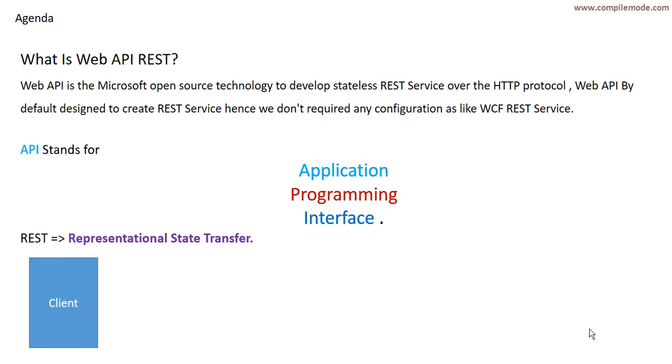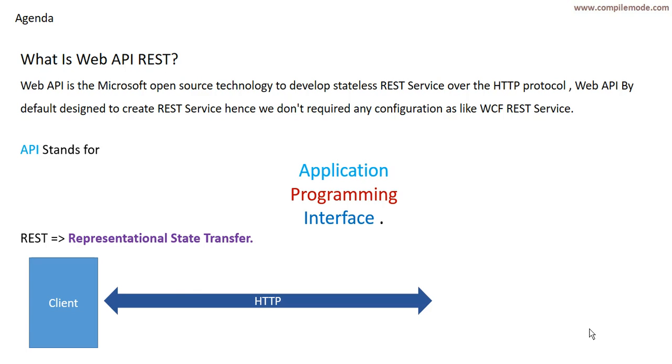Now, how does the communication happen in a Web API REST service? A client, suppose the client is a machine, sends an HTTP request to the Web API REST service, and the communication between the Web API REST service and the client happens using the HTTP protocol. So instead of covering more theoretical part, let us start our practical part.